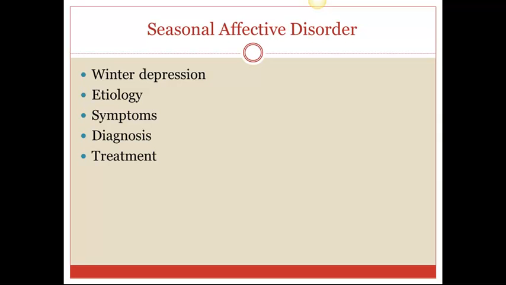Symptoms include chronic fatigue, excessive sleep, and excessive eating with weight gain. Diagnosis: people having bouts of depression two consecutive years during the same season. And treatment is antidepressants, generally SSRIs, and exposure to UV light.